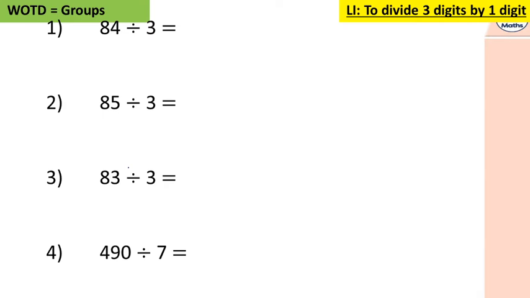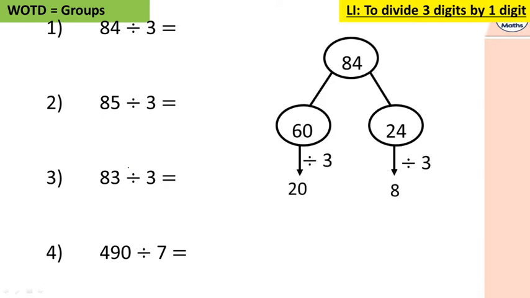Okay, so look at the first one, 84 divided by 3. So we have partitioned it into tens that we know that we can divide into 3 equal groups. So partitioned into 60 and 24. So 60 divided by 3 is 20, because we know 3 times 20 is 60. And 24 divided by 3 is 8. So the answer is going to be 28.